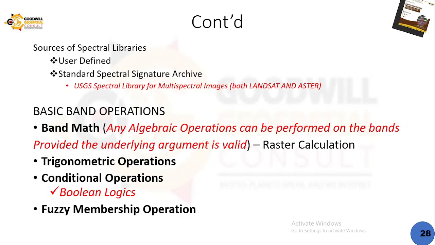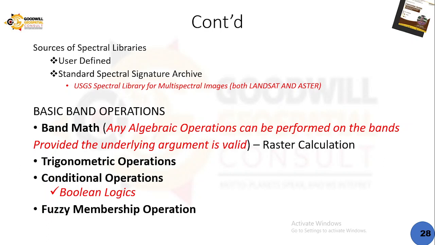Now, we are coming to the basic band operation. How do we operate bands? How do we analyze bands? How do we calculate within bands? We have what you call band math. It's an algebraic operation that is performed on the bands provided the underlying argument is valid. In real terms, it's what you call the raster calculation. So we can add, multiply, divide, square, exponent bands. So it's called band math, the raster calculation.